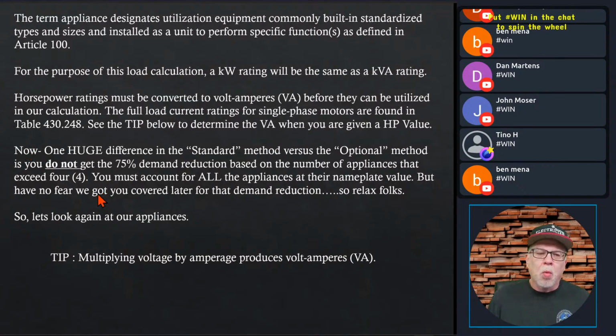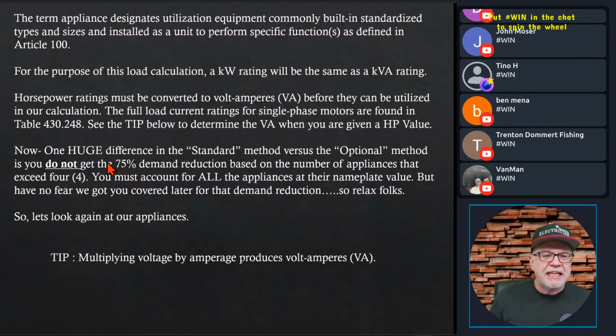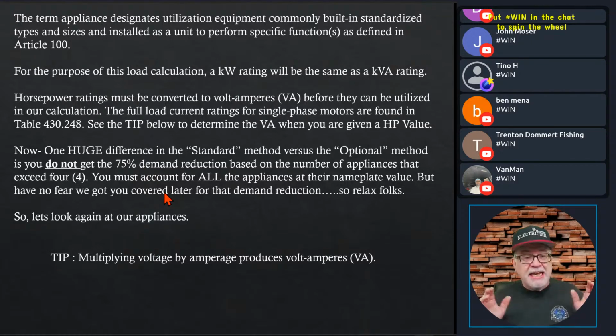Now, one huge difference in the optional method versus the standard or Part 3 method is you do not get to apply the 75% demand reduction when you have 4 or more appliances. And you're not going to need to because you're already going to get this massive break in this calculation. So that's one big difference, and it's the easy part about the optional method: all we're doing is adding these things up. That's it. Okay? That's all we're doing is adding it up. So again, that's a huge difference.